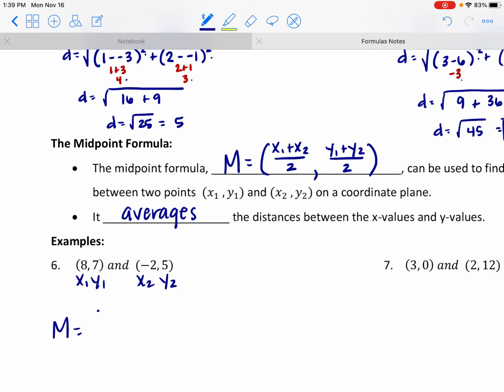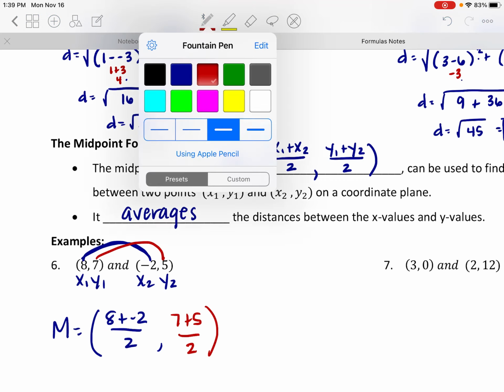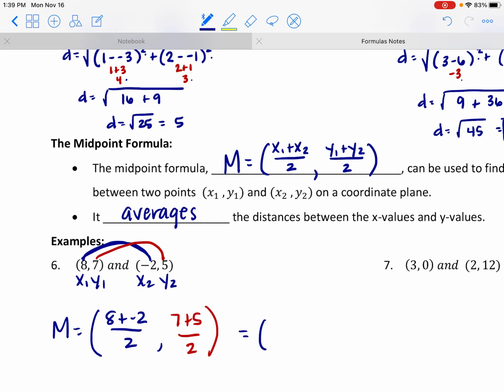So our midpoint is going to find the average of the x's. So we're going to add the 8 and the -2 and divide by 2. And then we're going to find the average of the y's. So we're going to add the 7 and the 5 and divide by 2. And then we get an answer. Hopefully that makes some sense. Okay? So here, 8 and -2 makes 6, and 6 divided by 2 is going to be 3. And then here, 7 and 5 makes 12, and 12 divided by 2 is going to make 6.